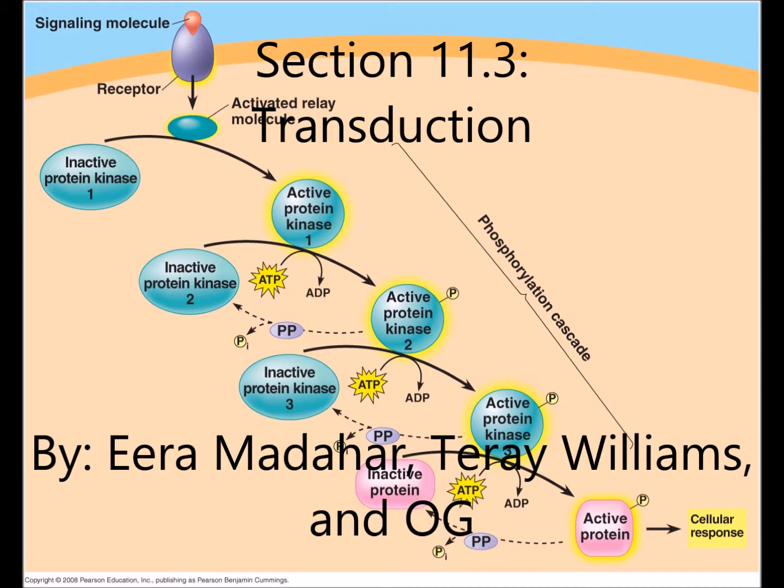Section 11.3 is about transduction. The main ideas of this section are signal transduction pathways, protein phosphorylation and dephosphorylation, and small molecules and ions as second messengers. The main components are cyclic adenosine monophosphate (cAMP), calcium ion, and inositol triphosphate (IP3).